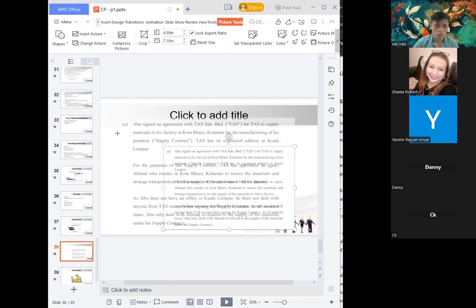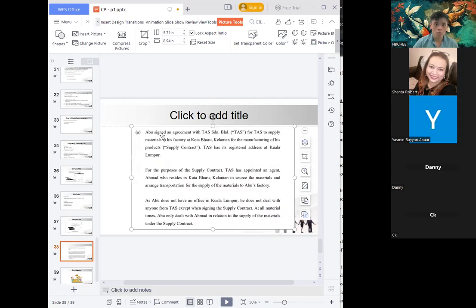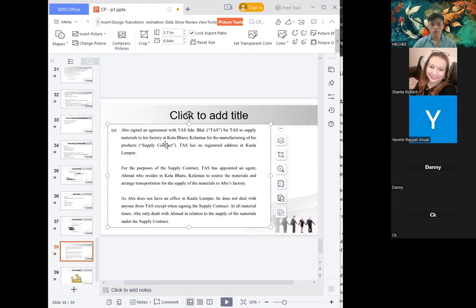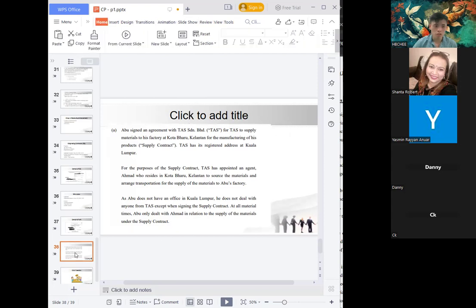Now you see, this is one of the questions from last year. Abu signed the agreement in Kota Baru, Kelantan, and registered with TAS, and TAS has its registered address in KL. So you see, the cause of action is to supply the thing in Kelantan, but the defendant has the registered address at Kuala Lumpur. Then you see question number one.